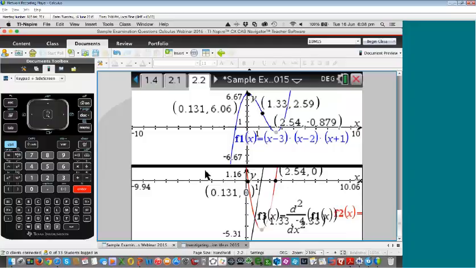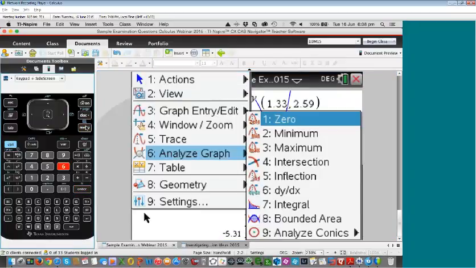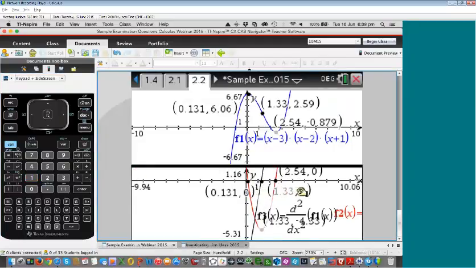So if we go to menu, analyze graph 0, whoops, we need to pick the graph we're interested in, go below, go above, and it's starting to get a little bit cluttered here, and that's why I do often keep it to two different graph pages.